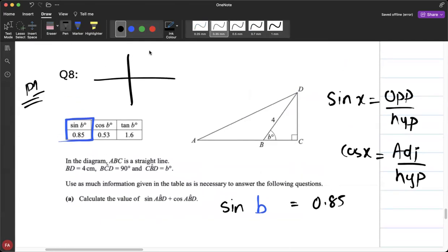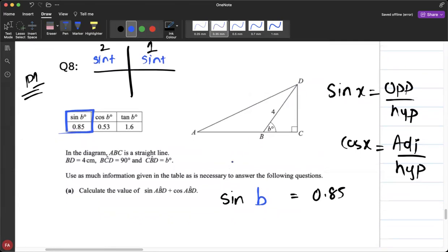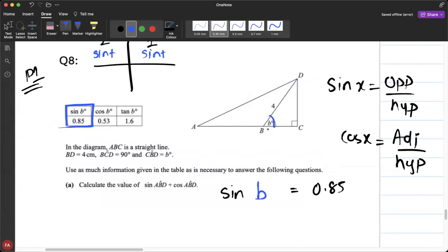So again, let's try thinking about it. I just said the first quadrant and the second quadrant. What's the value of sine in the first quadrant? Positive. What's the value of sine in the second quadrant? That's also positive. Can I say the values are also the same? Yes. That means if sine of this value is 0.85, I know that sine of this value is also going to be 0.85.